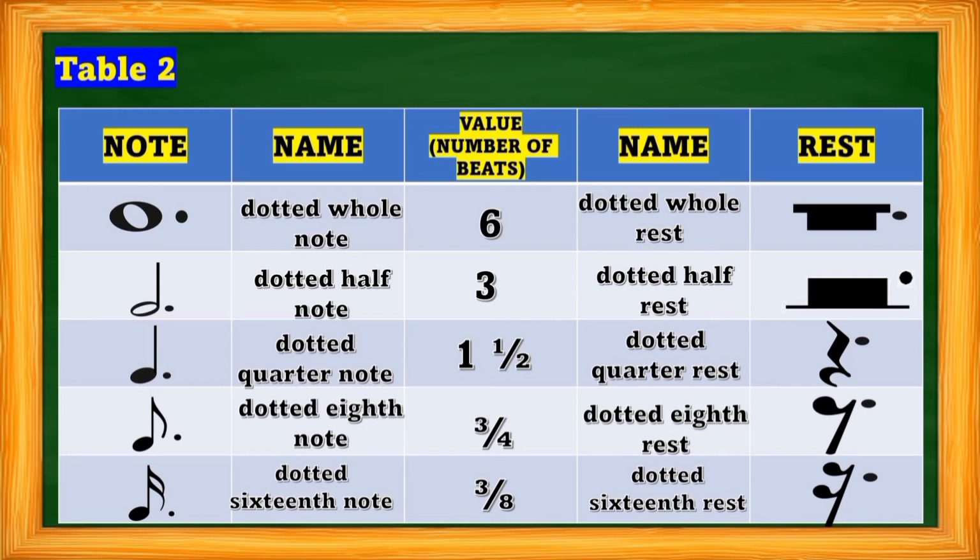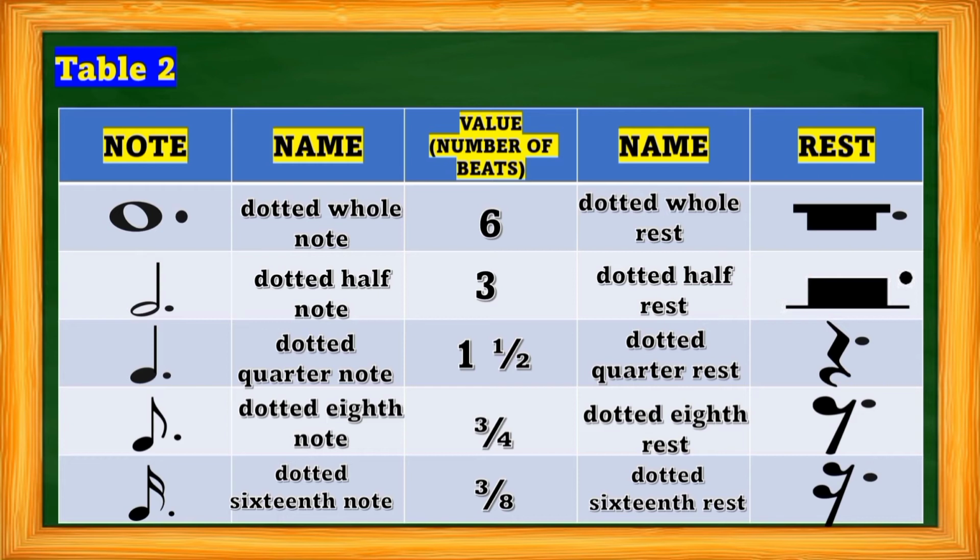The third one, we have here the dotted quarter note and dotted quarter rest. The number of beats, 1 and 1/2. The fourth one is what we called the dotted eighth note and dotted eighth rest. The number of beats, 3/4. And the last one, we have here the dotted 16th note and dotted 16th rest. So the number of beats, 3/8.